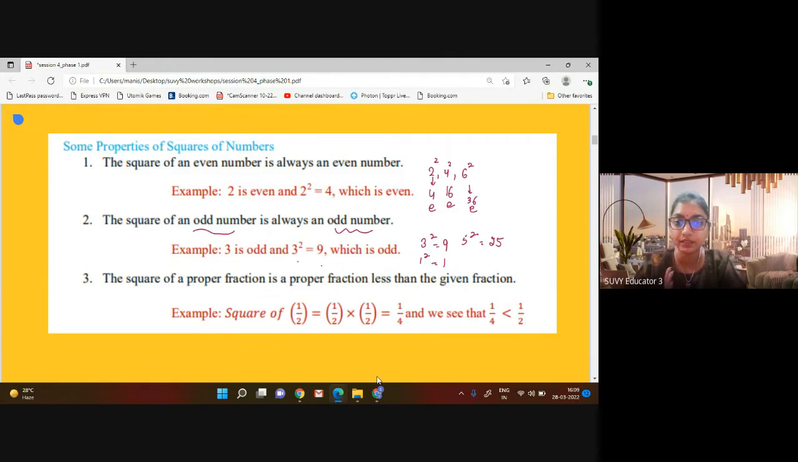So just keep it in mind: when you square a fraction which is less than 1, you will get a new number, the square of that, which will be less than the given number. So (1/2)² means 1 upon 2 whole squared. It will become 1/2 times 1/2, that is 1/4. So 1/2 is 0.5 and 1/4 is 0.25. So it means 0.25 is less than 0.5. It means the number is greater than its square.